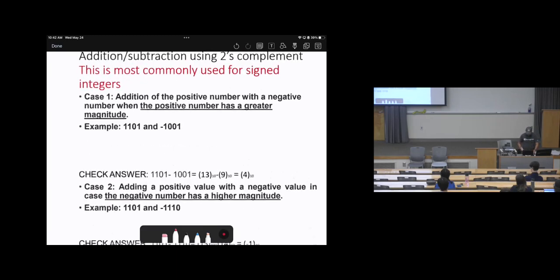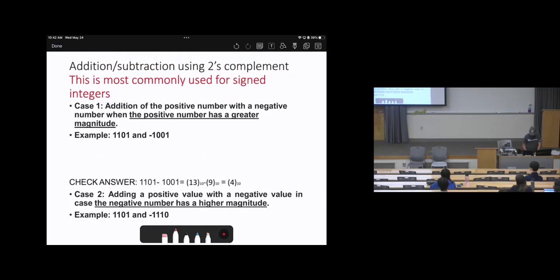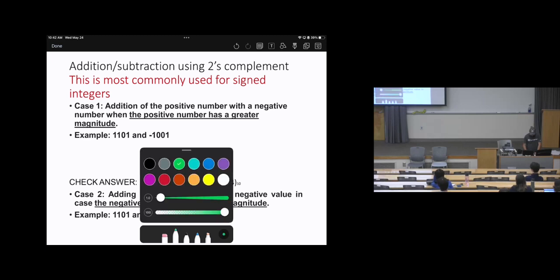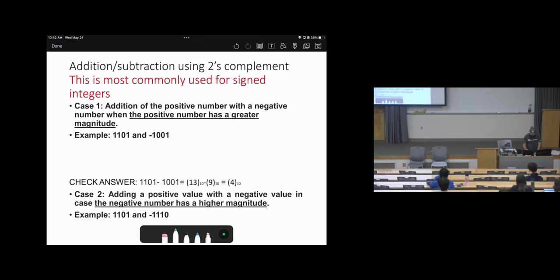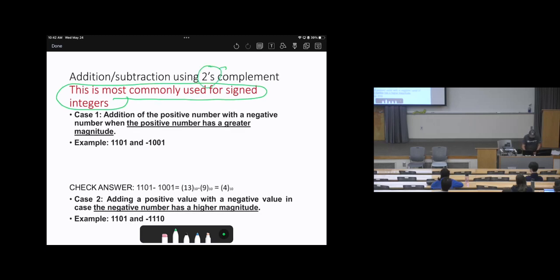Now, how about using 2's complement? Again, this is the most commonly used in real life, which is 2's complement. Okay, how to deal with this? Remember, in 2's complement, ignore carry outs. Keep this in mind, then it will be fine. So we have 1101 minus 0110, which is 1001.